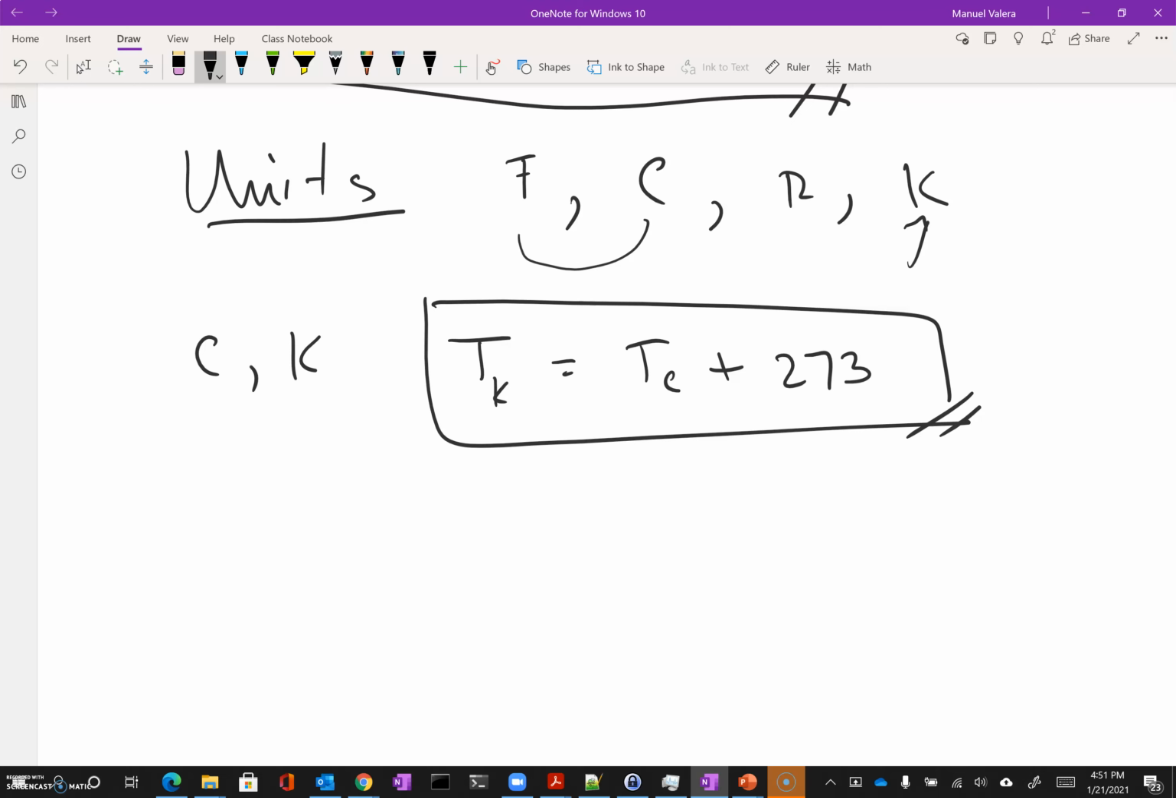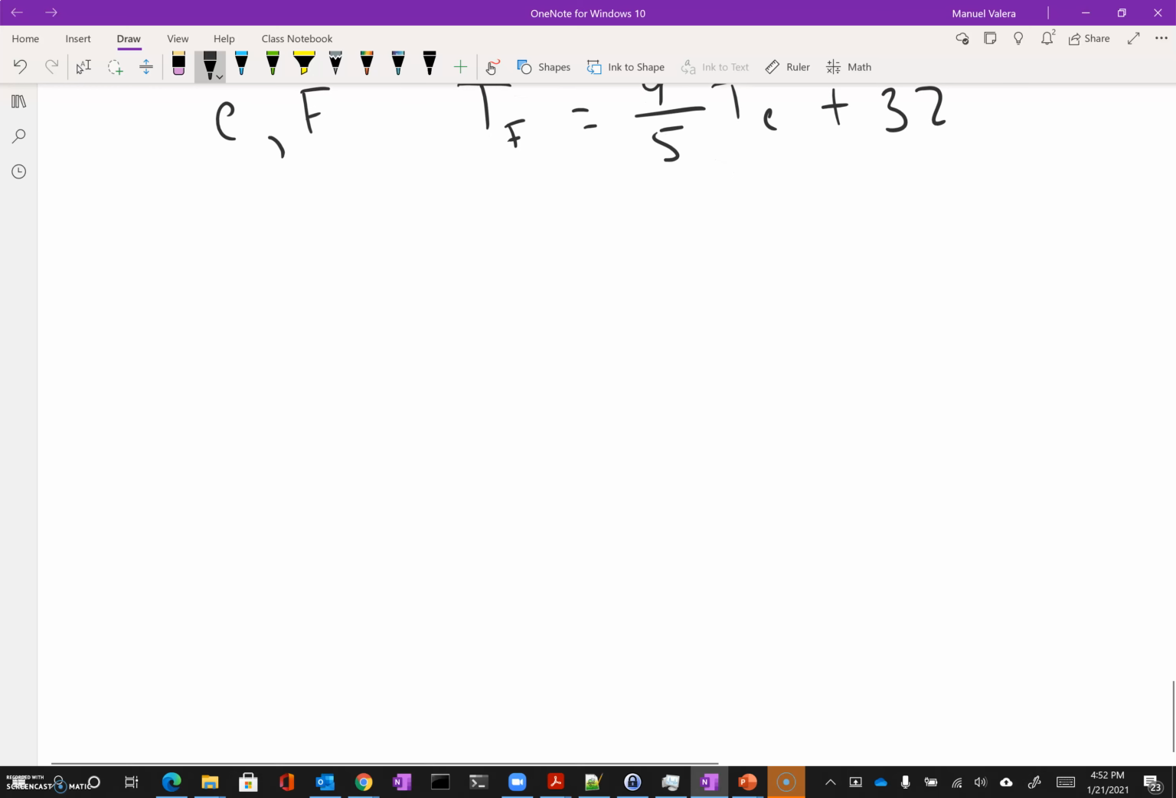So now Celsius and Fahrenheit. The temperature in Fahrenheit is equal to 9/5 the temperature in Celsius plus 32. So this is how you convert from one to the other. You can invert equations if you need to go the other way. And on these equations, you don't need to remember them. They'll be given to you in the equation sheet.